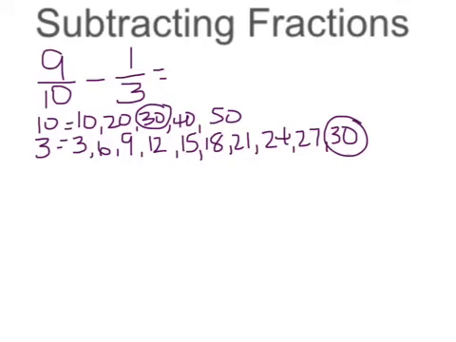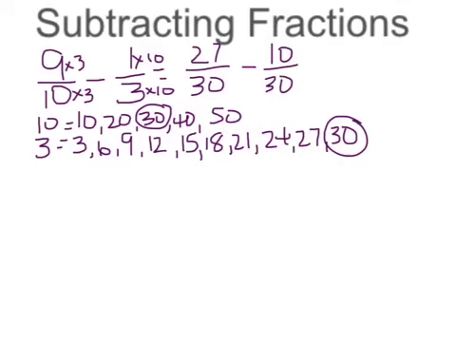So now I need to figure out what I have to do to 9/10 and 1/3 to make their denominators equal 30. In order to make 9/10 into 30, I'm going to multiply by 3, which means I have to multiply the 9 by 3 as well. In order to make 3 into 30, I multiply by 10, which means I also have to multiply 1 by 10 as well. 9 times 3 is 27, and 10 times 3 is 30. We're going to be subtracting now 10/30ths from that number.